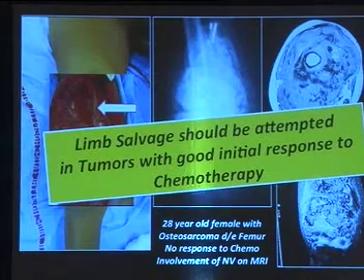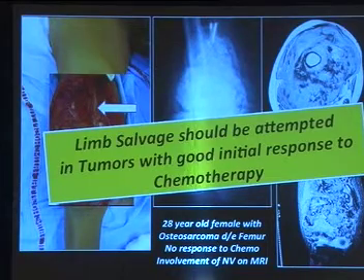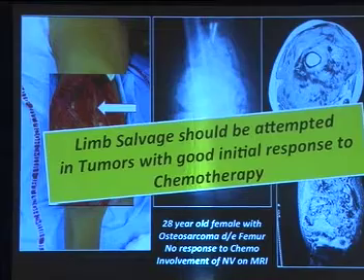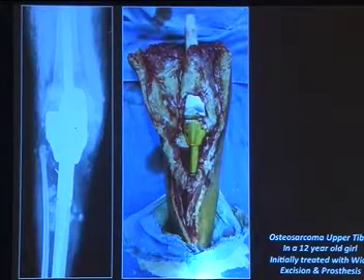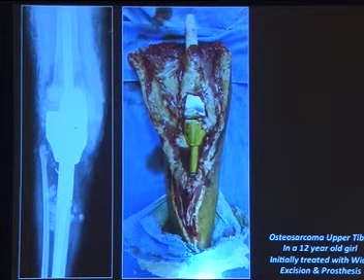So, limb salvage should be attempted in tumors with good initial response to chemotherapy. And initial response to chemotherapy is a very important clinical parameter that you can see and decide whether limb salvage surgery is required or can be done or not. But of course, surgical margins are very important.